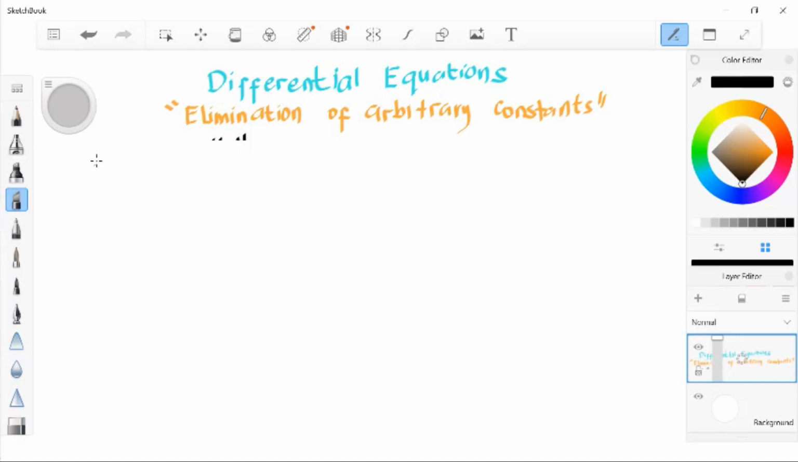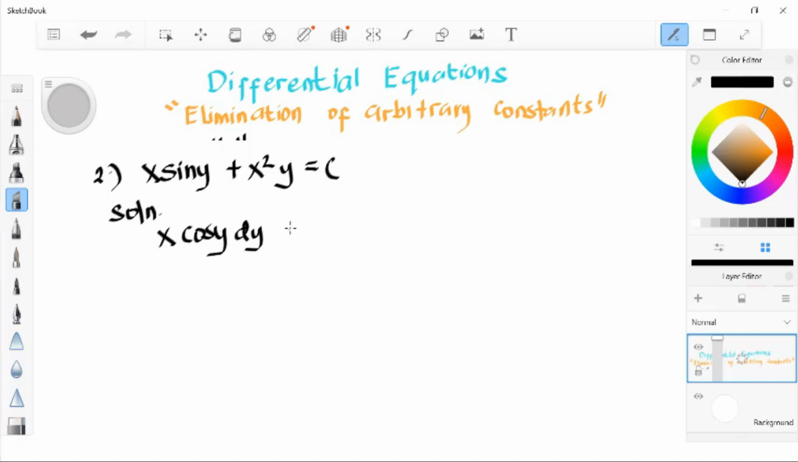So for our next example, an easy type again. This is x sine of y plus x squared y is equal to c. Again, there is only one arbitrary constant, therefore we must differentiate this equation a single time. So for the solution, this is actually product rule, x and sine y. So u and v. First, copy x. The derivative of sine y is cosine of y dy.